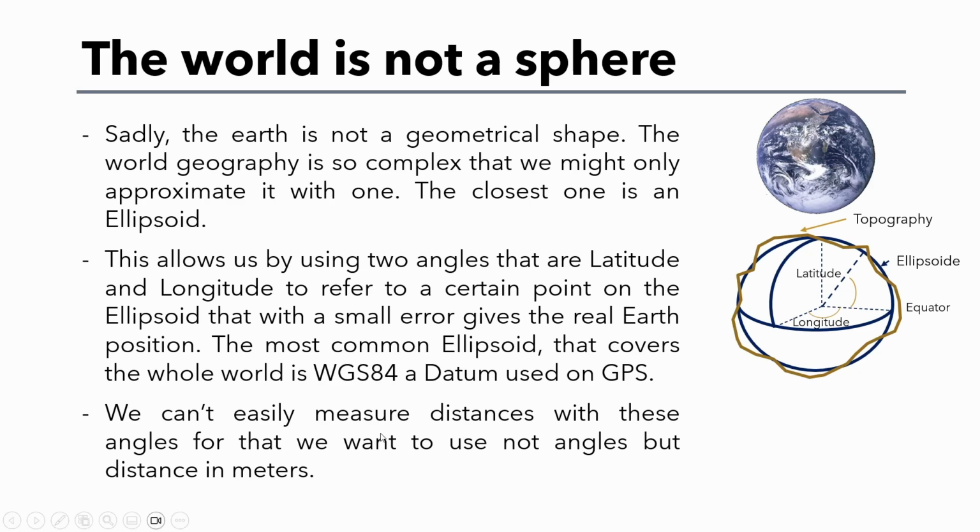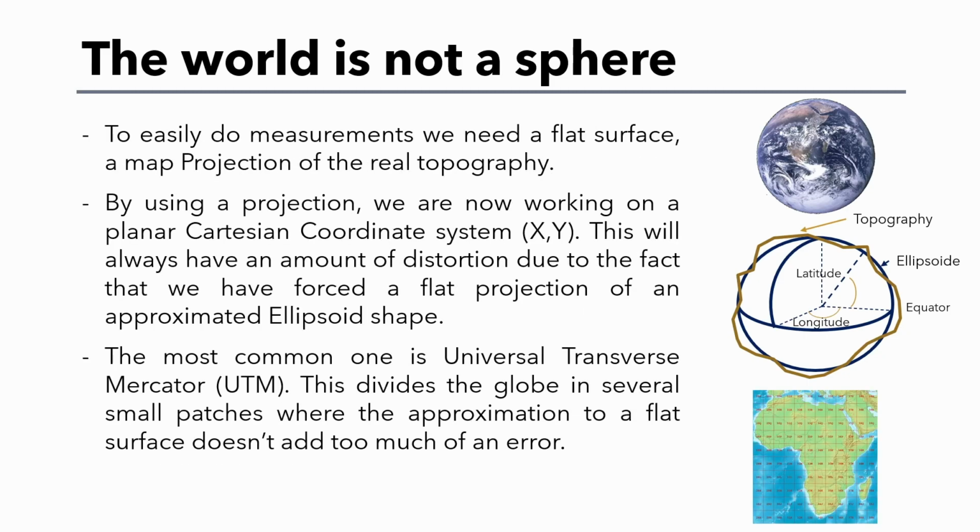We can't easily measure distances with these angles, so it's good for us to pinpoint a location itself. But if we actually want to do operations like offsets, so adding some distances or subtracting some distances, then for that we don't want angles, we want a distance in meters. So to easily do measurements, we need then a flat surface.